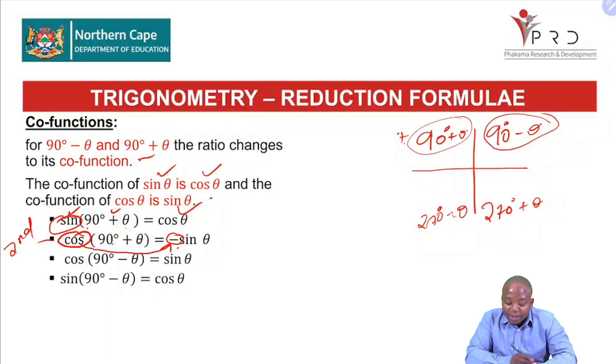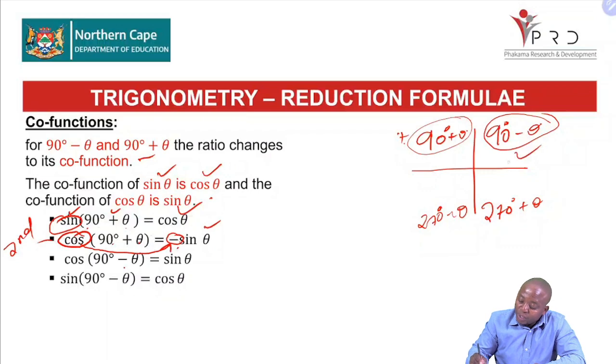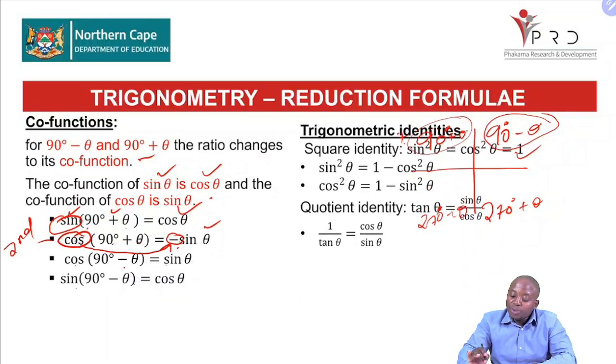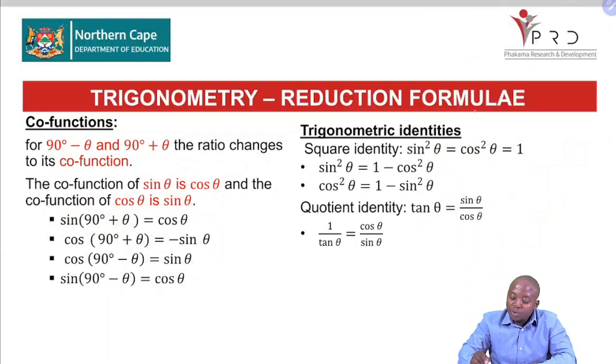Then what are we saying? The co-function of cos changes to sine. Then we have cos of 90 minus theta, which is quadrant number 1, so all of them are positive. We are now saying cos changes to sine and sine changes to cos. So those are the co-functions that we look at.